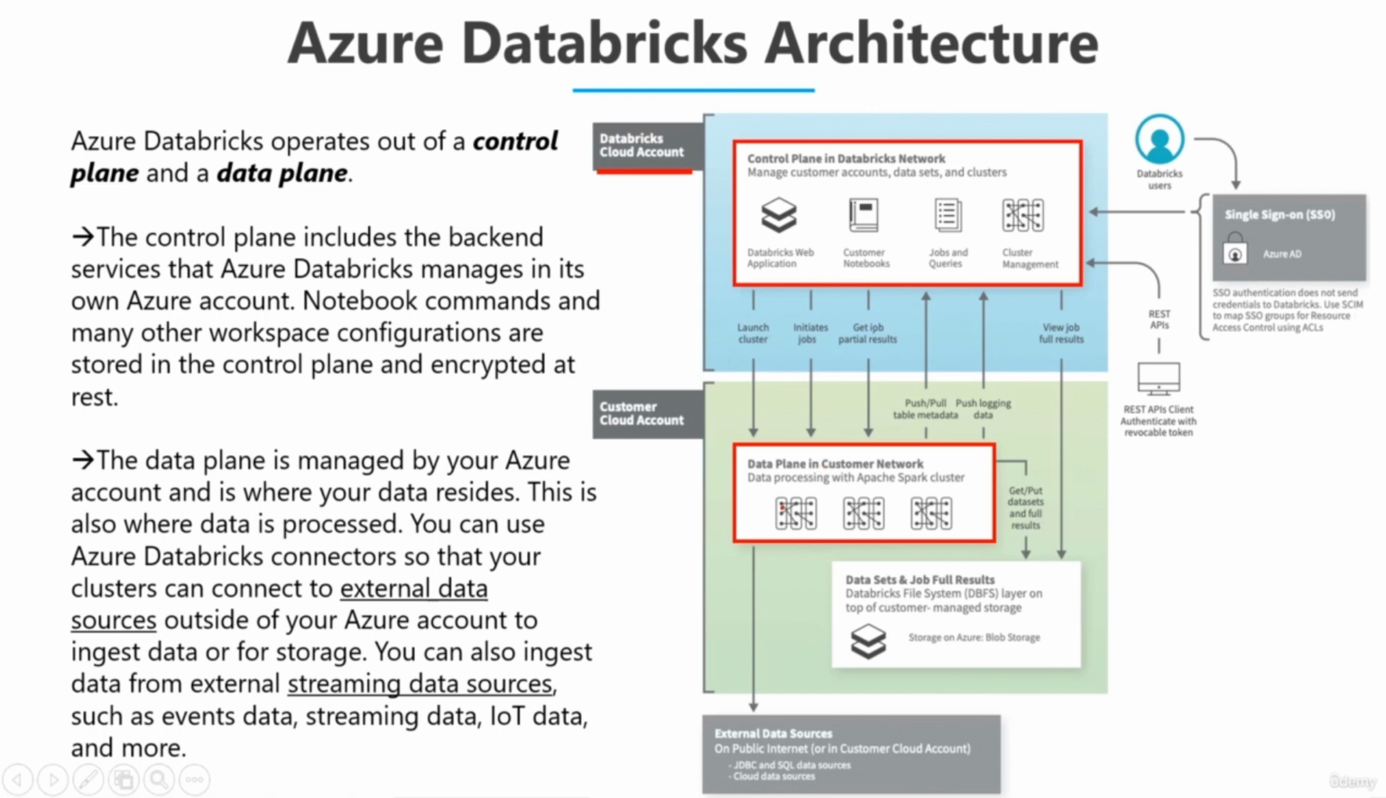Suppose in this data plane, sometimes data is not stored on Azure cloud and you want to get it from some external data sources. That is also possible. You can get the data from the external data sources, process it inside Databricks, and then you will be able to manage it in your notebooks or applications which are associated with your control plane. This full architecture is something which you have to go through maybe 2 times.